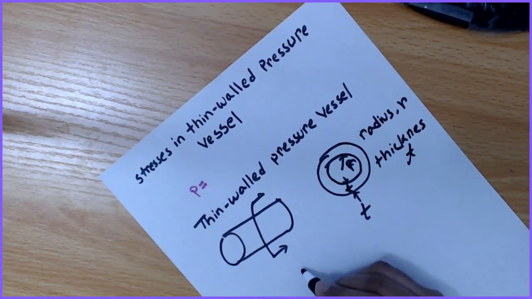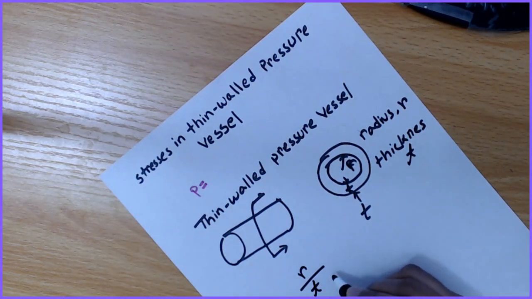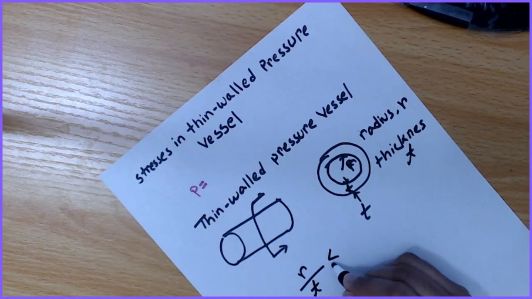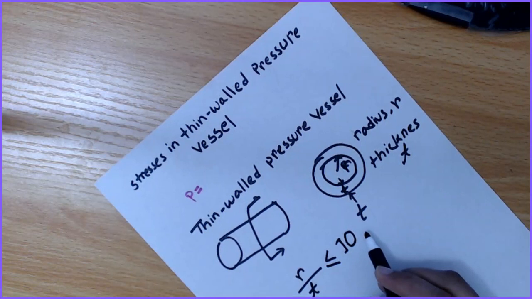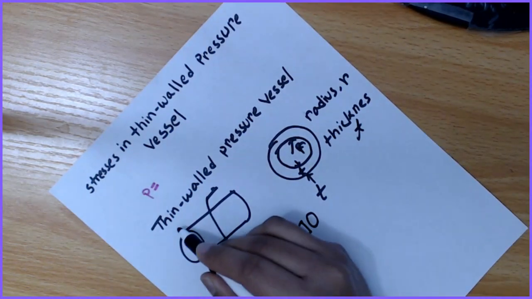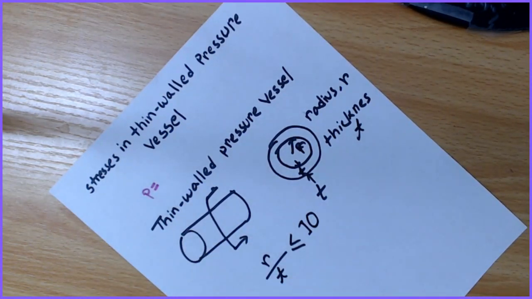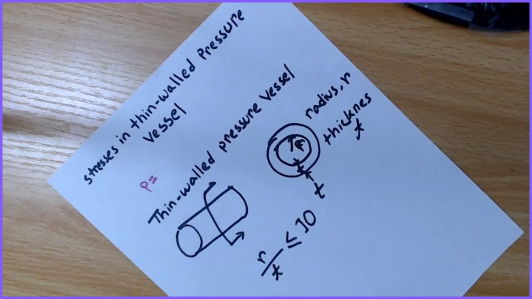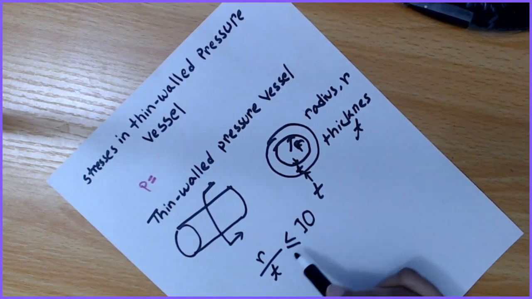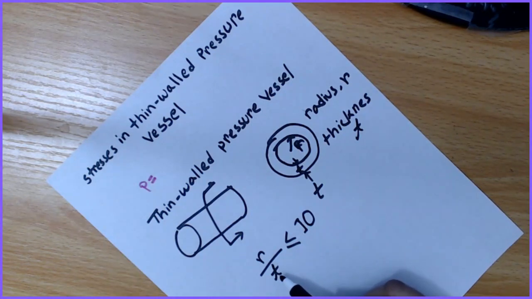Now if the ratio of R and T is greater than or equal to 10, then we call that vessel a thin walled pressure vessel. So the theory I'm going to teach today is valid for thin wall pressure vessels in which the ratio of radius and thickness is equal to or less than 10.